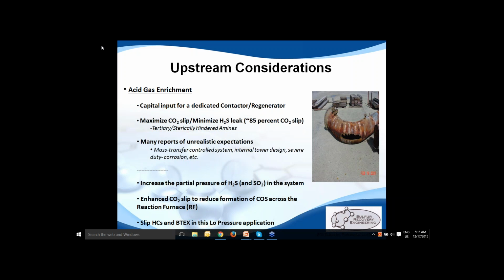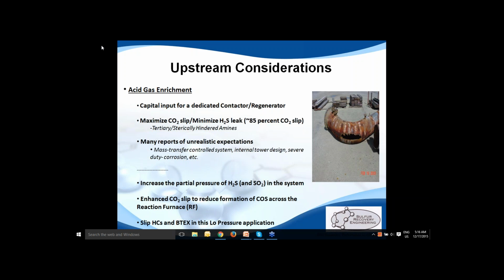As you can imagine, across the reaction furnace, there are an unlimited number of side reactions that can take place, but in terms of generating our final product, sulfur, there are only two sulfur-bearing species that will directly react to generate sulfur, and that's H2S and SO2. So we would like to minimize the formation of both COS and CS2.